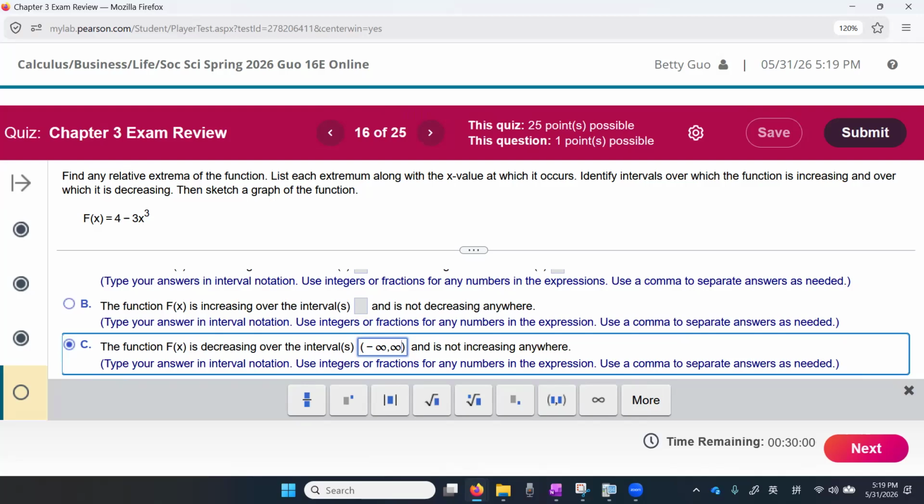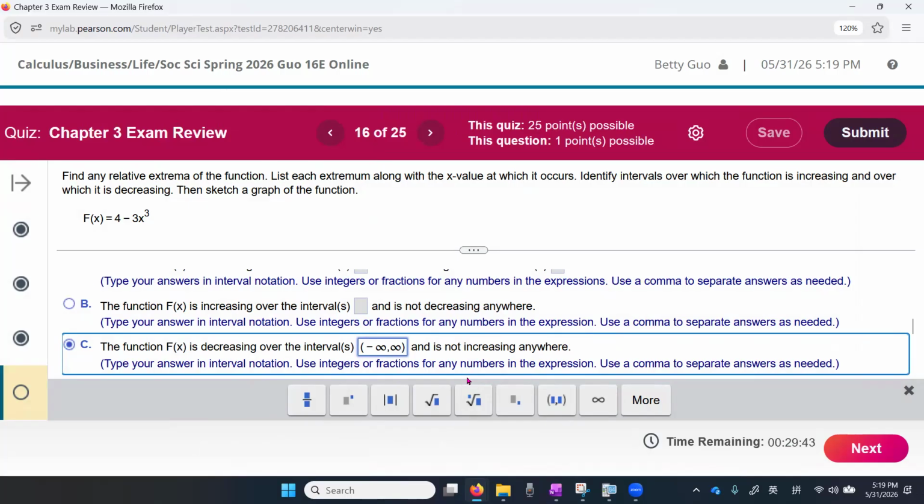The function is decreasing over the interval. So the entire domain is actually decreasing. It flattens out a little bit at 0. Don't know if that matters. Yeah, let's try this one. If not, we know how to answer when we take the exam, right?